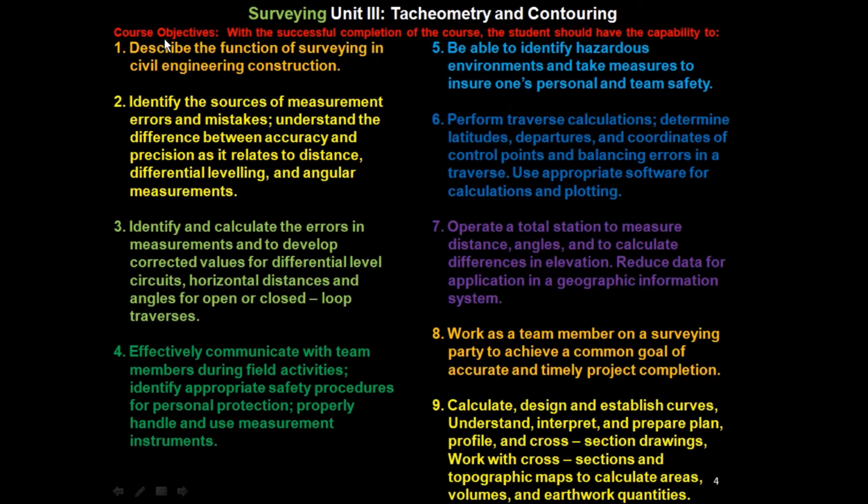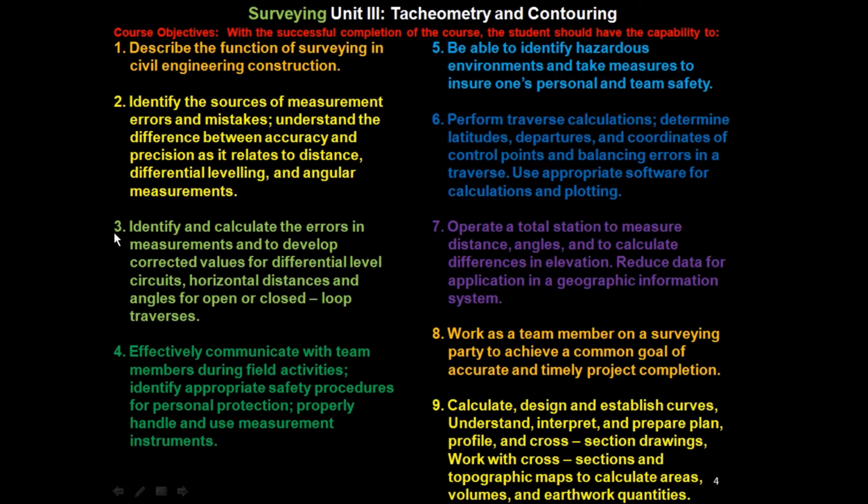With the successful completion of the course, the student should have the capability to describe the function of surveying in civil engineering construction. Second course objective is to identify the sources of measurement errors and mistakes, and understand the difference between accuracy and precision as it relates to distance, differential leveling and angular measurement.